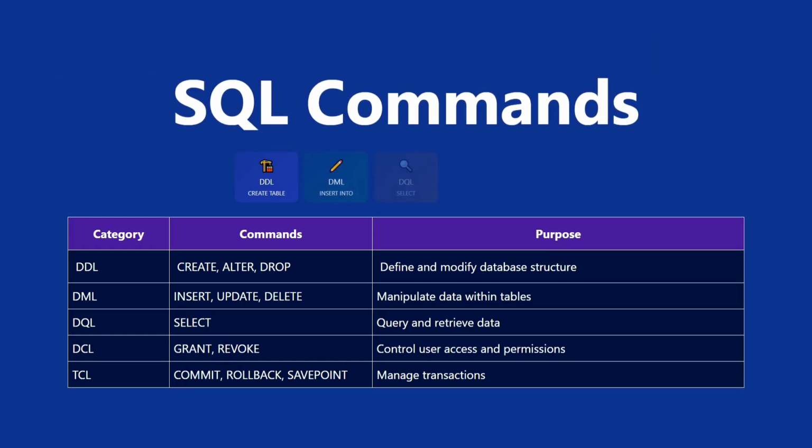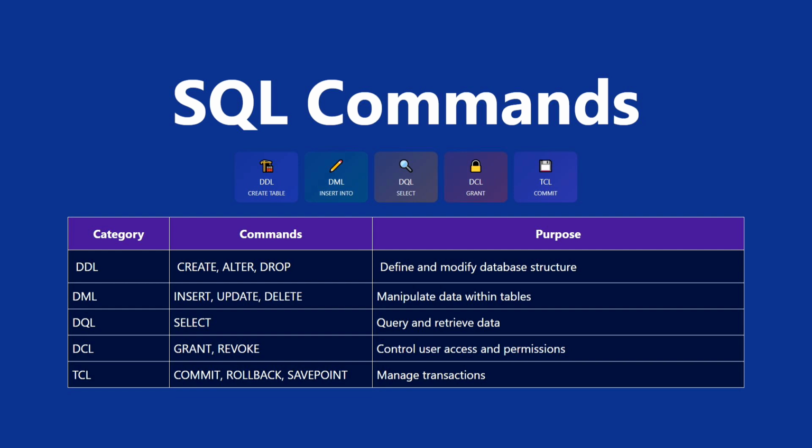The SQL commands are grouped into five major categories, each serving a distinct purpose. The first one, DDL or Data Definition Language, includes commands like CREATE, ALTER, and DROP, which define and modify the database structure. Next, the DML or Data Manipulation Language features INSERT, UPDATE, and DELETE. These are commands that let you manipulate the data within the tables.